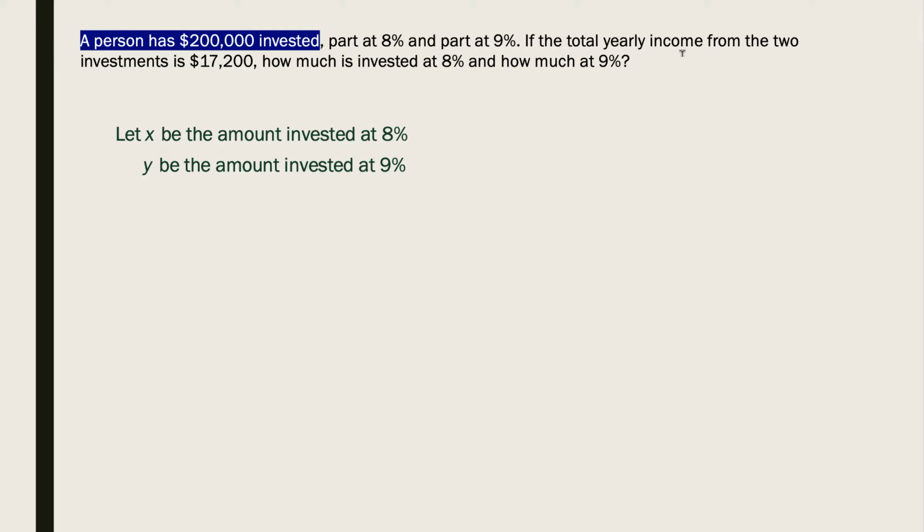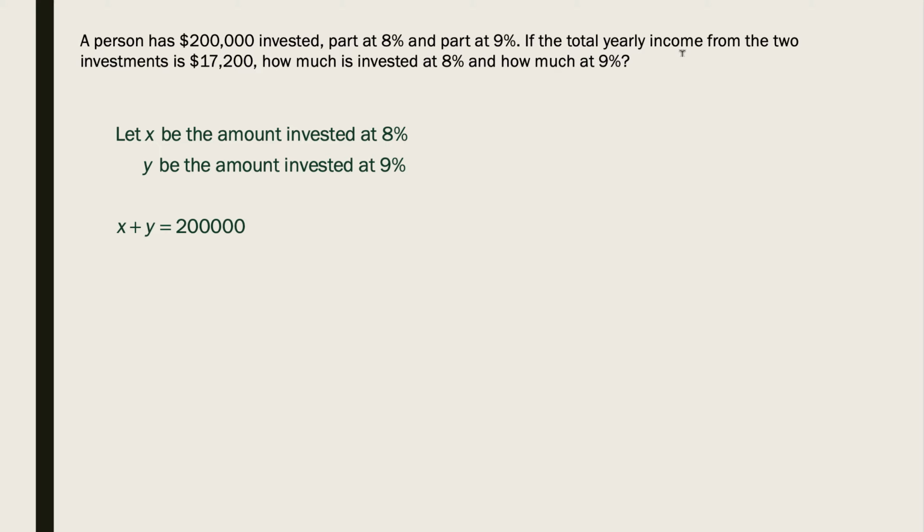First piece of information is a person has $200,000 invested. That is my quantity. That's the total amount of money I have. Well, if X and Y equal the amount of money at each rate, adding them together should give me $200,000.